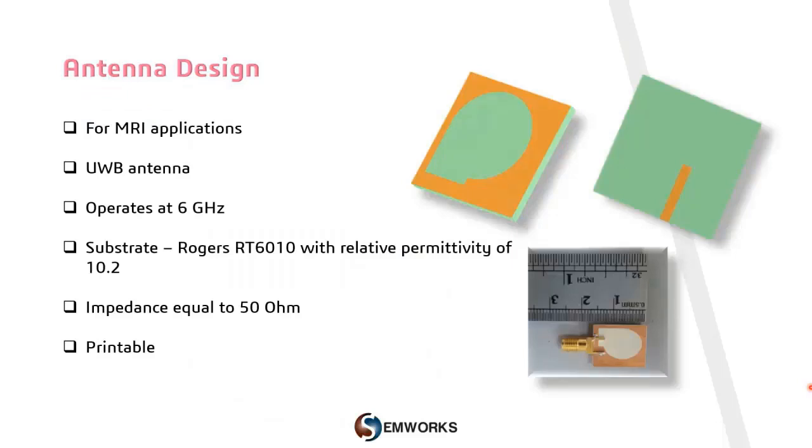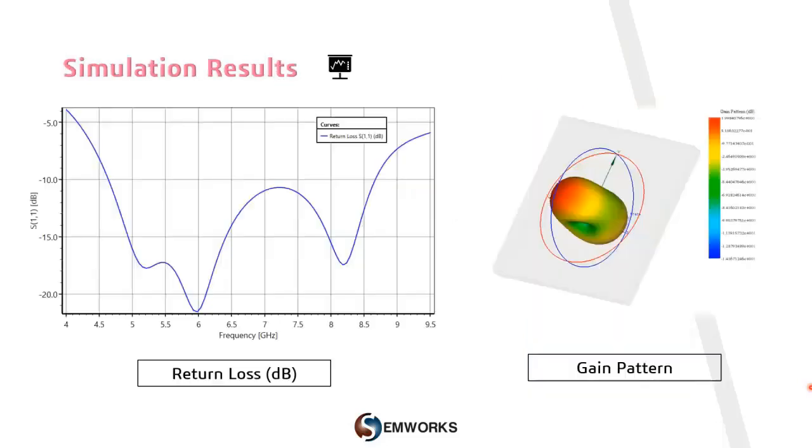So the design strategy here is to start with a basic single antenna element that operates at 6 GHz. It consists of a P-shaped slot radiator etched out of the ground plane on one side of a dielectric substrate. HFWorks is used to investigate and study this antenna.